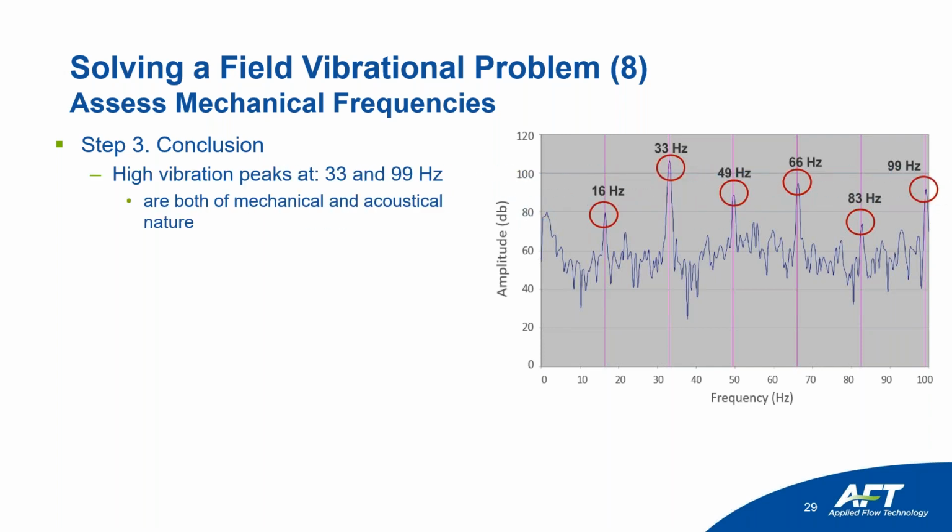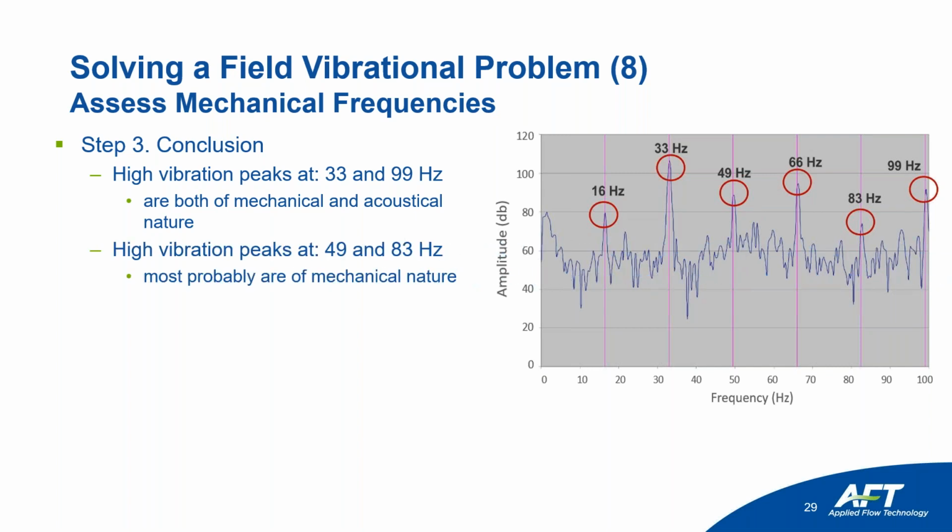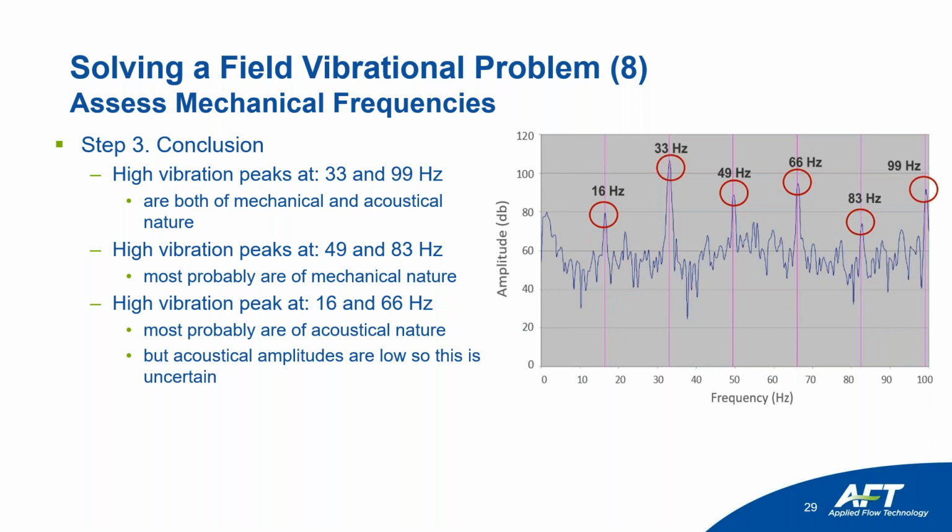Conclusion. High vibration peaks at 33 hertz and 99 hertz are both mechanical and acoustical. So these are probably the frequencies you want to address first to solve the problem. High vibration peaks at 49 and 83 hertz are more probably of mechanical nature. High vibration peaks at 16 and 66 hertz most probably are of acoustical nature, but the acoustical amplitudes are low for this, so this is uncertain.